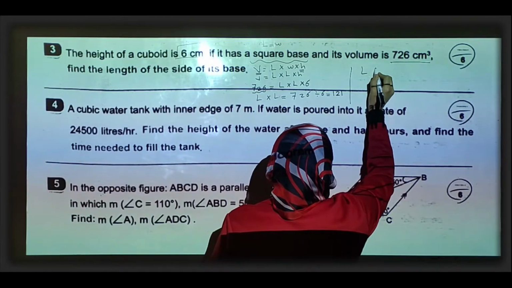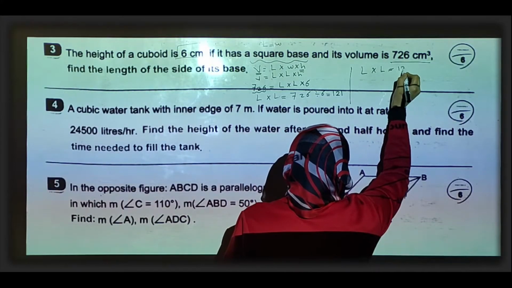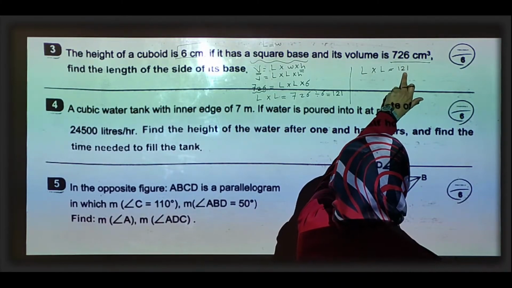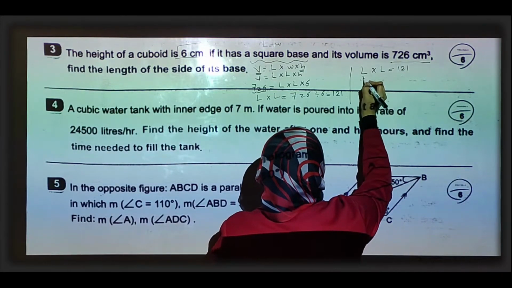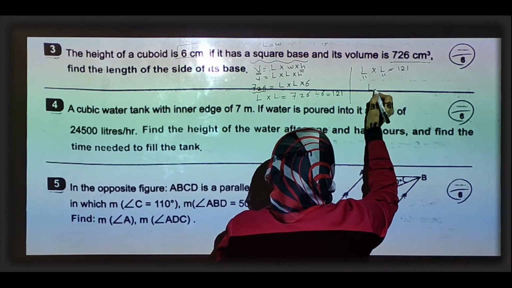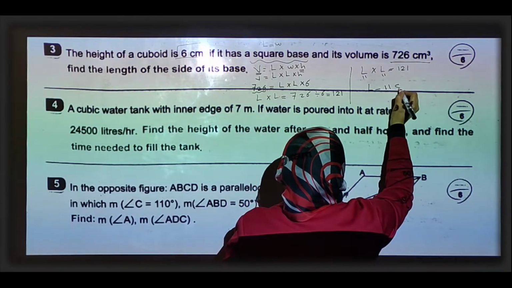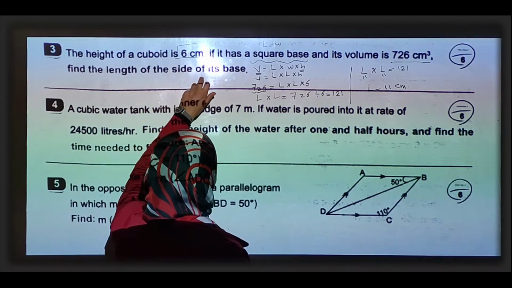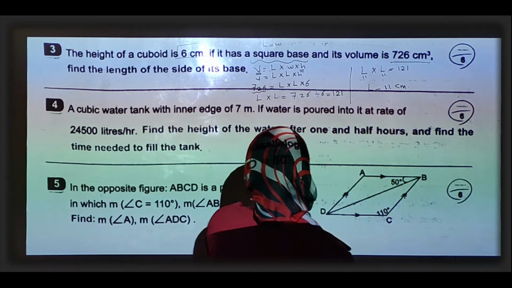Now we have length times length equals 121. What times what equals 121? 11 times 11. So the length is 11 centimeter. So the length of the side of its base is 11 centimeter.